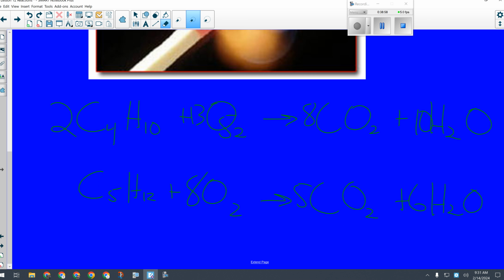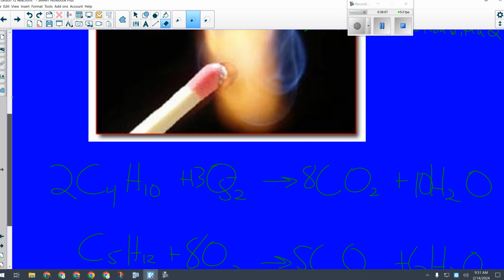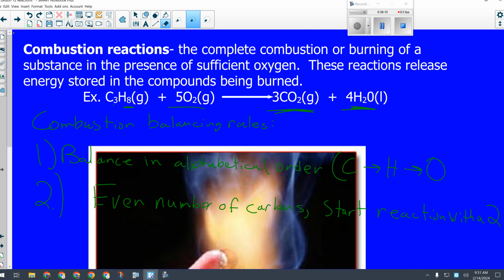If that intimidated the heck out of you, that's okay. We're going to spend a lot of time on reactions. You're going to get lots of practice. All right, so in a combustion reaction then, combustion reactions are very obvious.